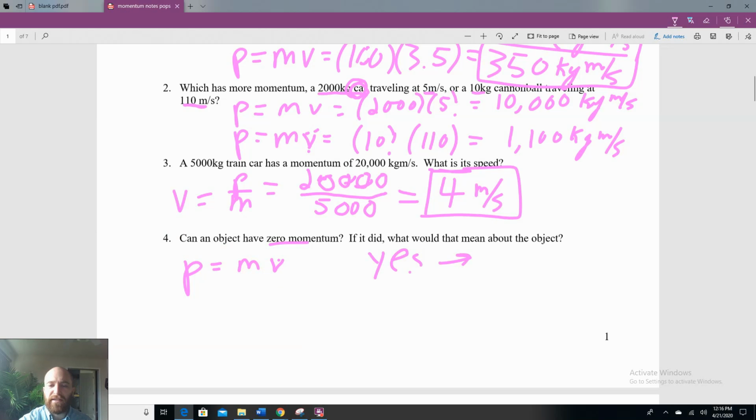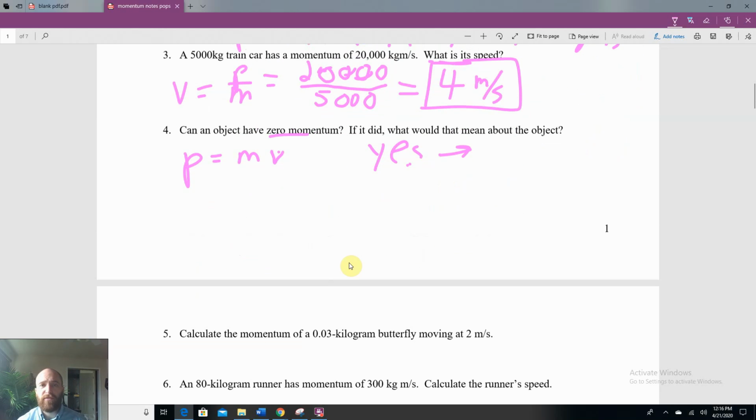If the velocity is 0, what is the object doing? Well, if an object has no speed or a velocity of 0, it is not moving. Which kind of makes sense given the definition of momentum. If momentum is the amount of motion an object has, then if an object has no momentum, it has no motion.